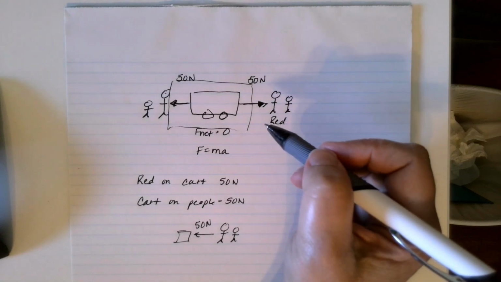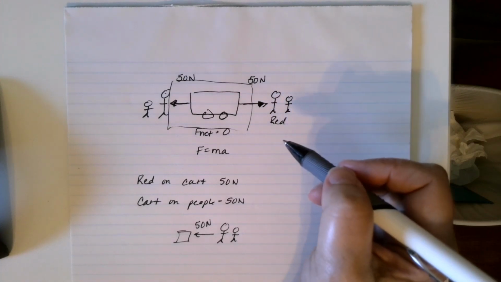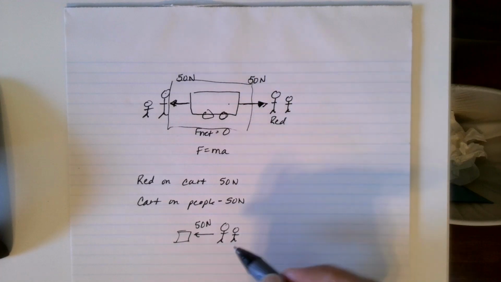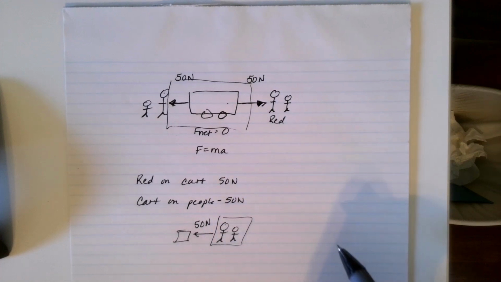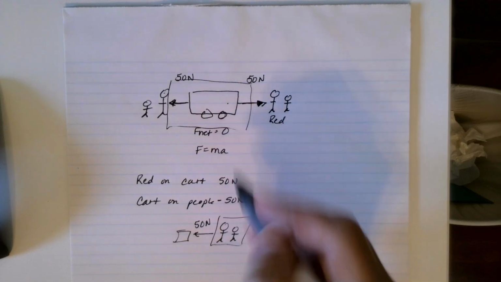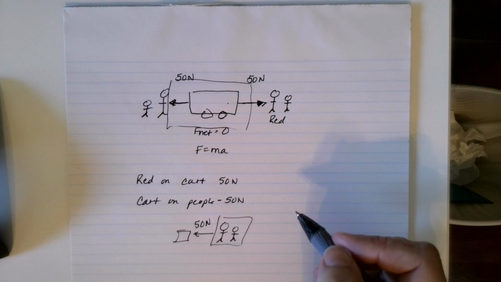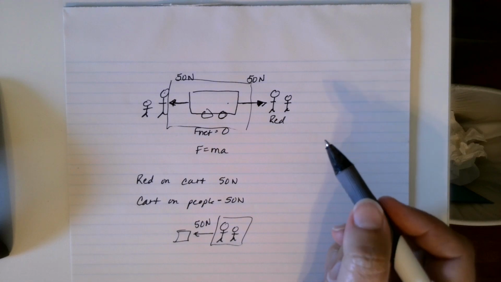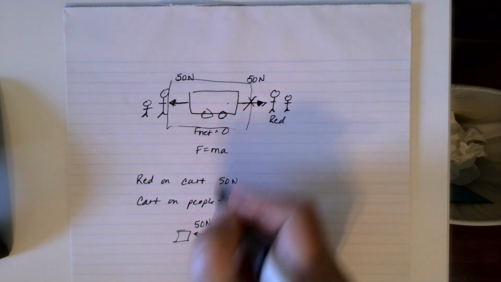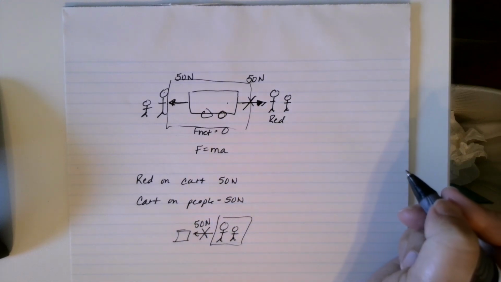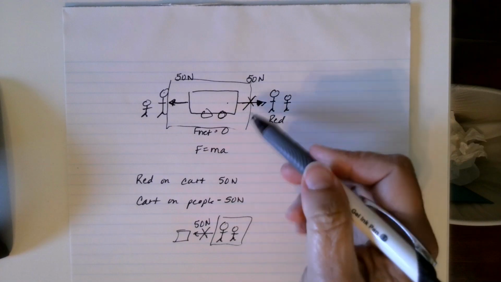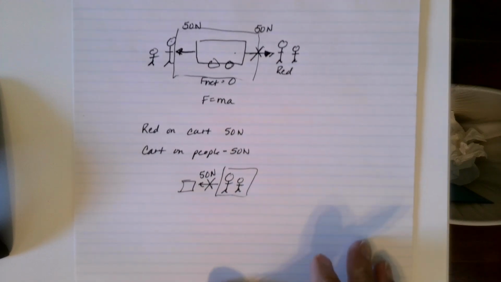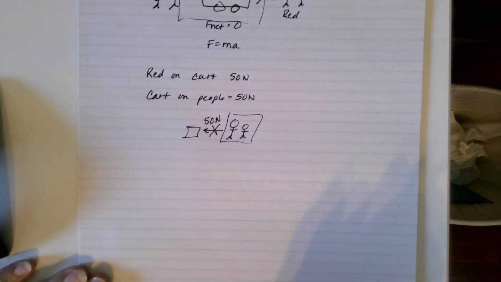If I want to look at Newton's third law, I need two pictures. I need the force diagram for the cart, and then a separate force diagram of the people. So it's two different objects. I can't be talking about Newton's third law when I only have a picture of one object, because these two forces, this one and this one, are the two equal and opposite forces, and they're always going to be on two different diagrams.